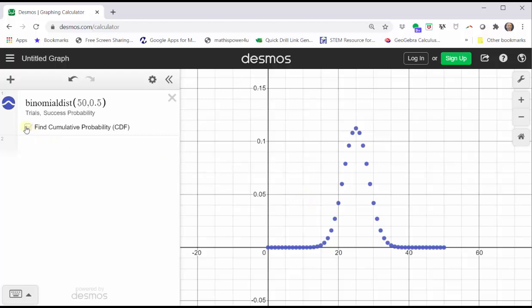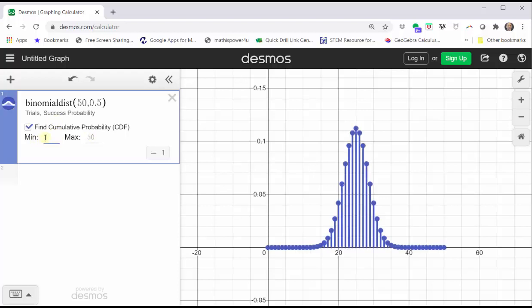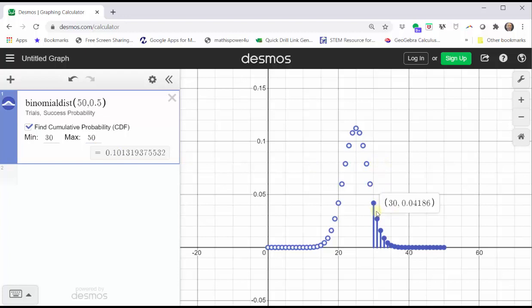Our first probability is the probability of getting 30 or more heads out of the 50 trials. So we're going to go ahead and click on this box here that says Find Cumulative Probability. Because we want the probability of 30 or more heads, this would be the same as getting from 30 to 50 heads. So we'll enter 30 for the min, tab, 50 for the max, and the probability appears below. The probability of getting 30 or more heads is approximately 0.101 or 10.1%.